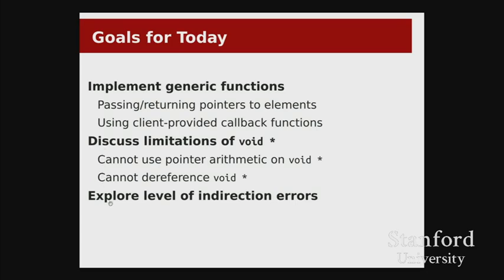And then last, I want to make sure we spend a fair amount of time looking at a few examples of some errors that can come up when working with void stars. These are called level of indirection errors. And these are super important for pretty much the rest of the class. We'll see these errors come up all over the place in assignments and labs, and pretty much guarantee there's going to be an exam question on it. Looking at what can go wrong with void star, how to identify these errors, how to fix these errors, and how to make sure they don't happen to you. All right. So let's get into it.